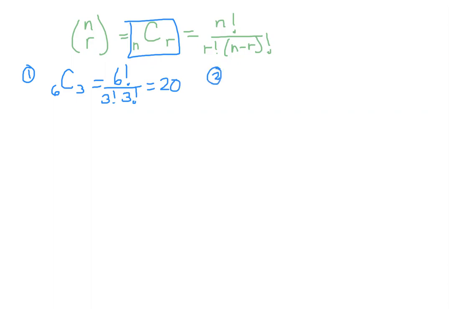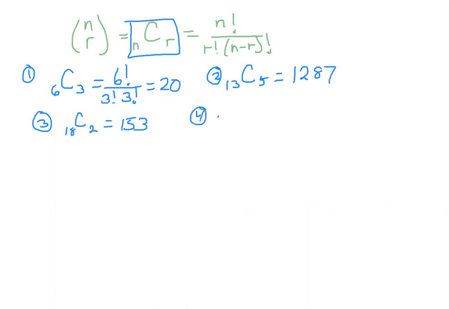Number 2, the 13th row, the 5th element, do this on your calculator, you should get 1287. Number 3 should be 153, and number 4 should be this. Now, one of the reasons that we want to use this instead of just looking back at Pascal's triangle, because what if we do need something like this? I don't want to write out 25 rows of Pascal's triangle. That's just going to take a really long time.